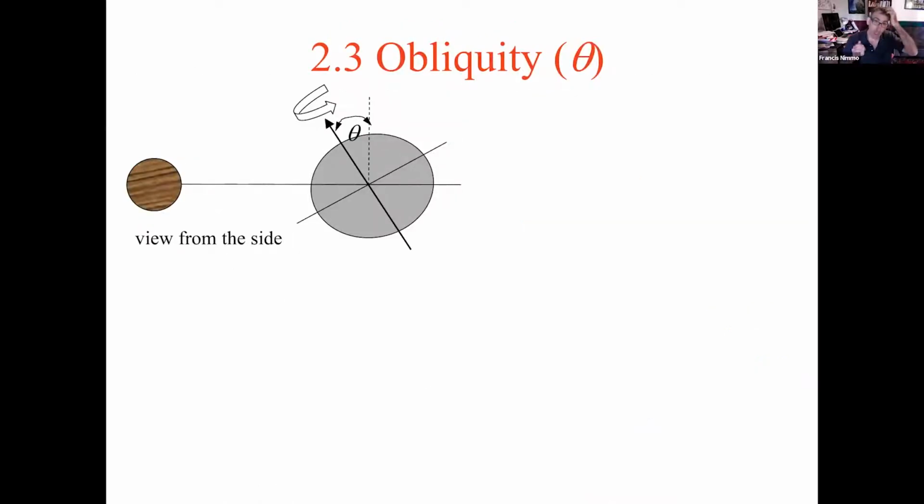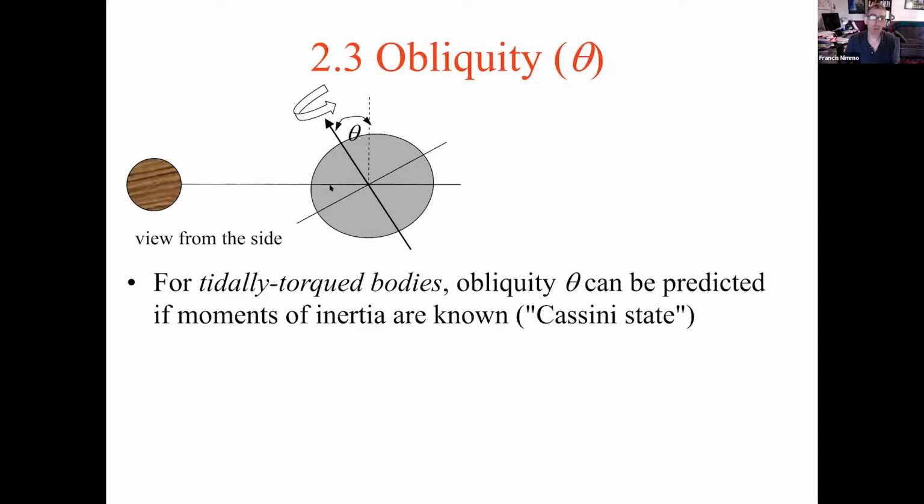Okay, another rather similar approach is to make use of the obliquity, which Ali also talked about. The obliquity is just the angle between the rotation axis and the normal to the orbit plane. If you have a synchronous body like the satellites that are being tidally torqued, then you can actually predict what the obliquity should be. It's not a free parameter. You can predict it if you know the moments of inertia. This is something called a damped Cassini state. So if we know the moments of inertia, which means knowing the gravity field, we can predict the obliquity.